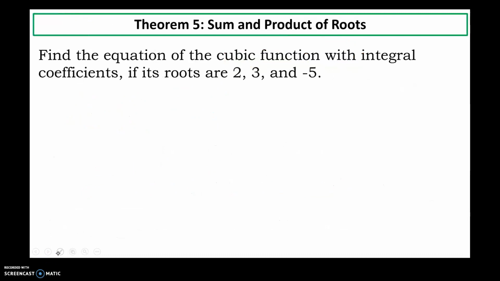All right, find the equation of the cubic function with integral coefficients if its roots are 2, 3, and negative 5. Okay, so if I have the roots, I can automatically go to the factors. Okay, so if x is equal to 2 is a root, x minus 2 is a factor. If x equals 3 is a root, x minus 3 is a factor. If x equals negative 5 is a root, x plus 5 is a factor. So then to find what the actual function would be, I can just simply multiply my 3 factors.